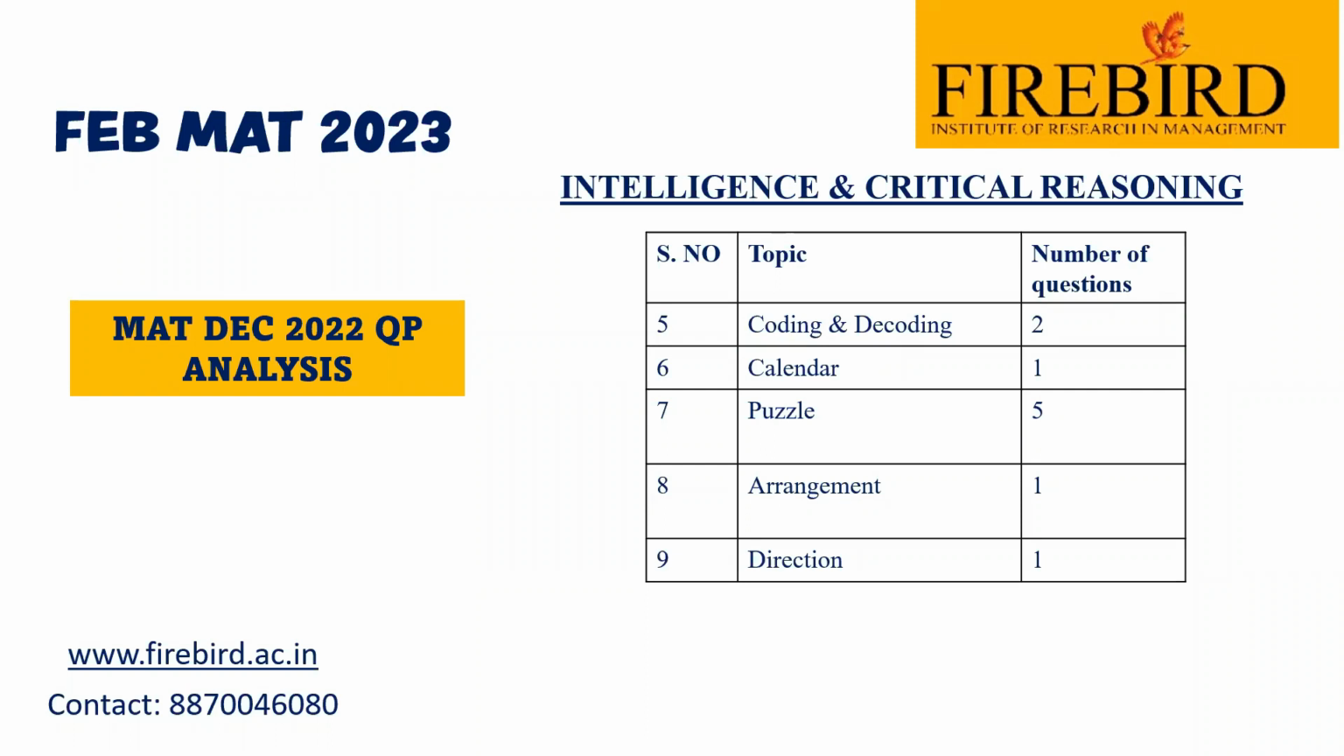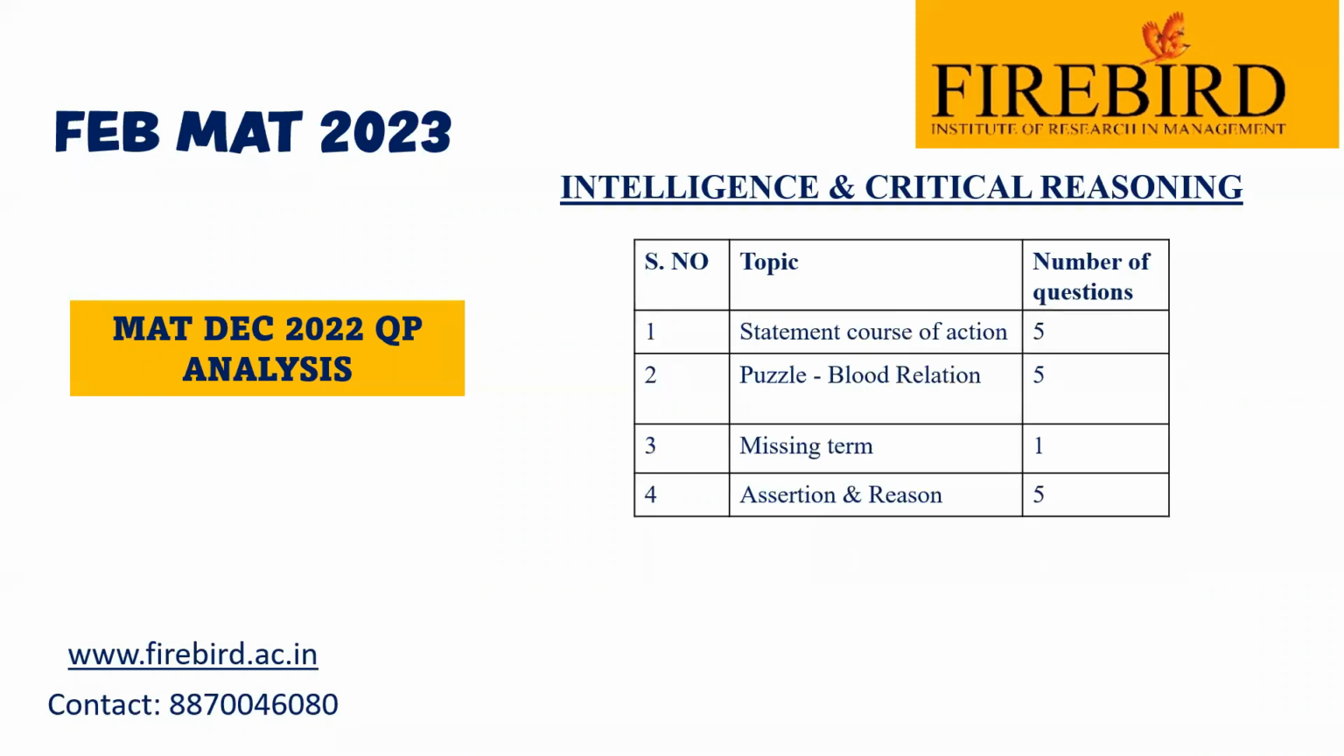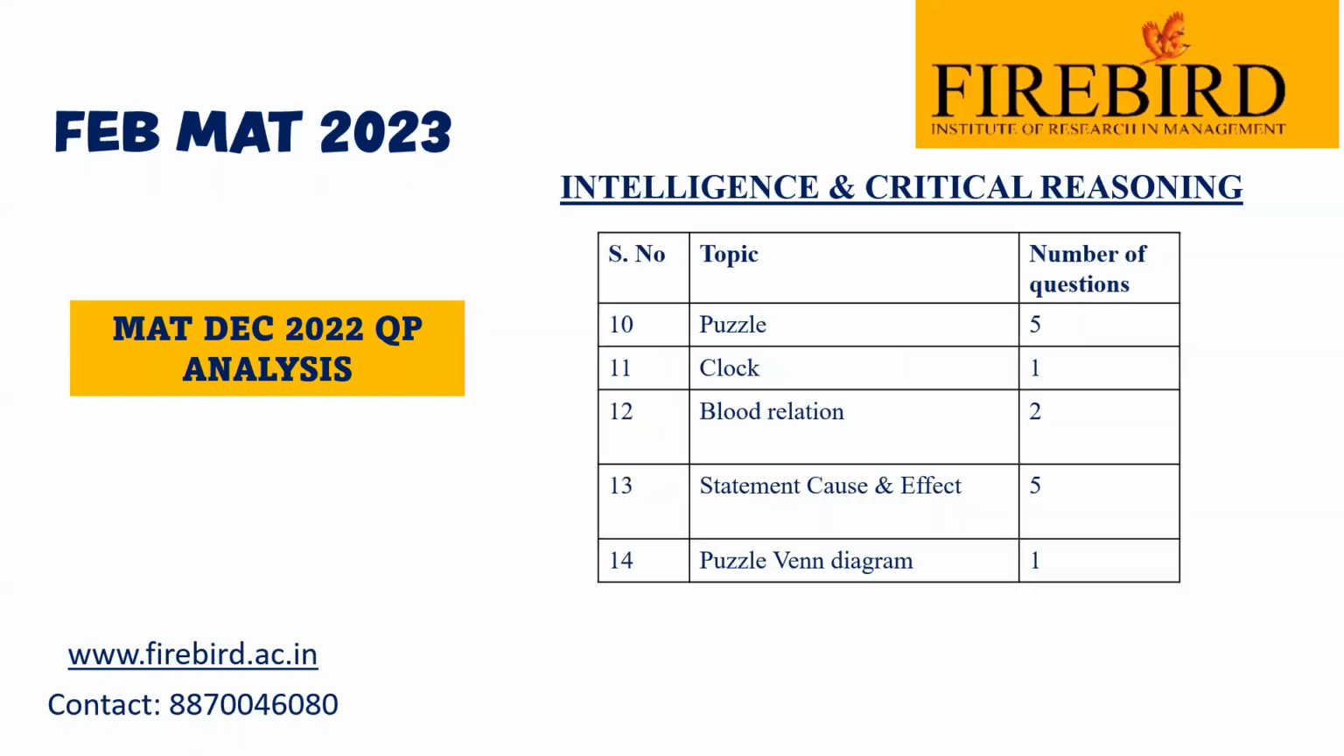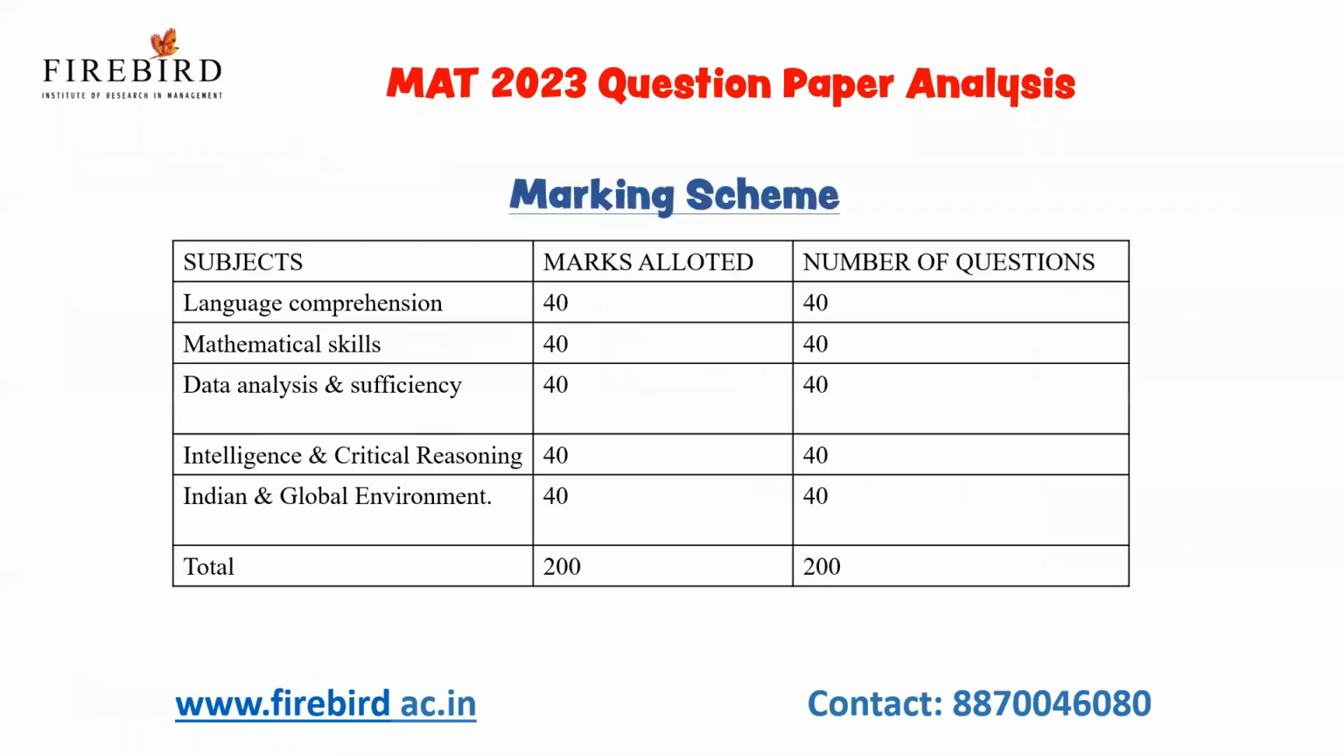If you come to know about these questions, first try to solve them. Okay, and then solve the puzzle, statement, course of action, missing term, and the other statement, cause and effect. Statement, cause and effect and all, you can answer within a few seconds. It does not involve any big calculation. And see, they have also asked a puzzle based on a Venn diagram. So first, after completing language comprehension, you go through the intelligence and critical reasoning part.